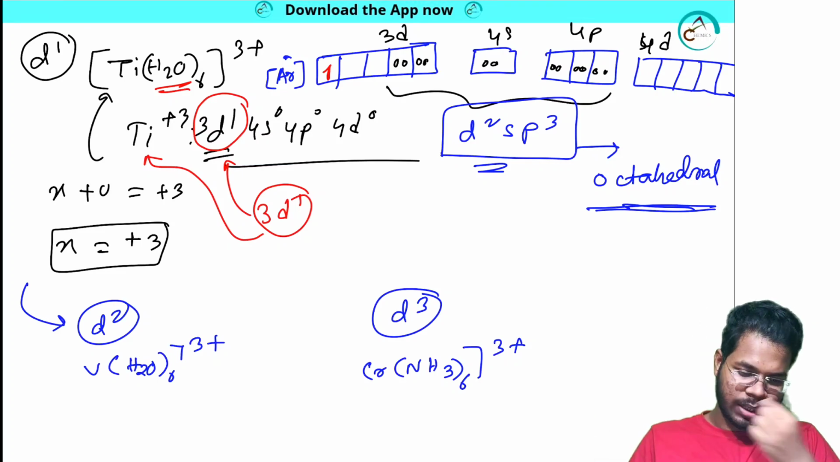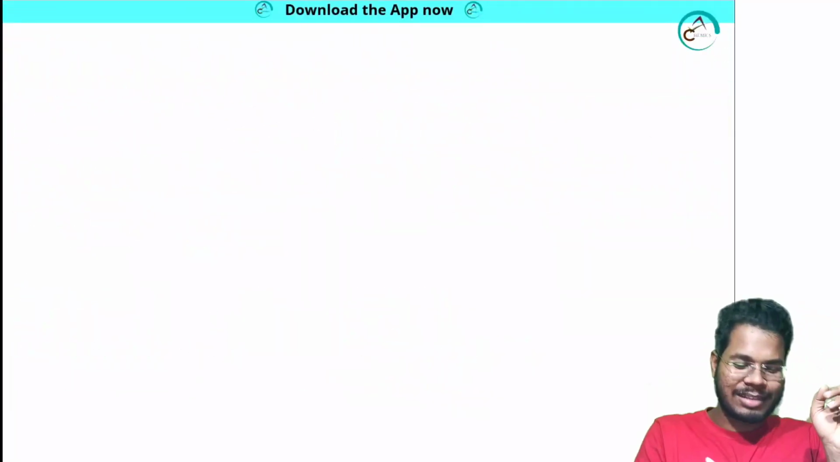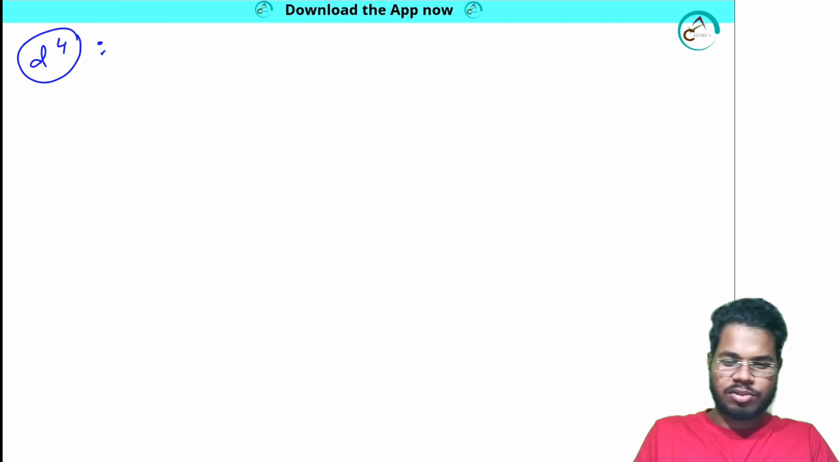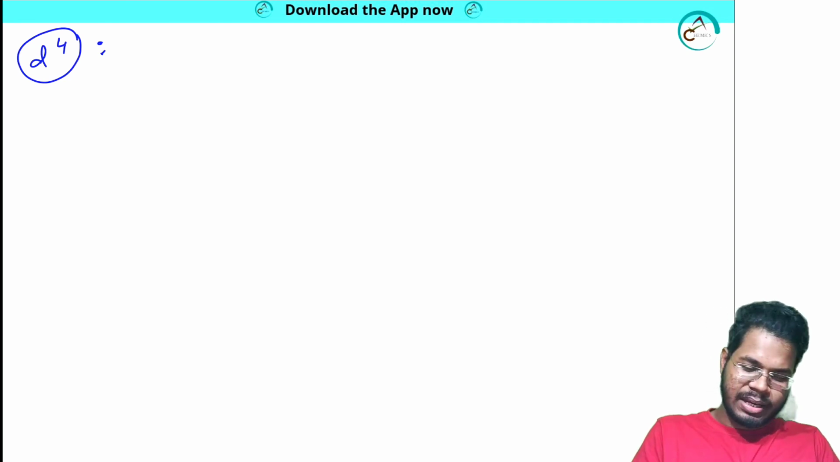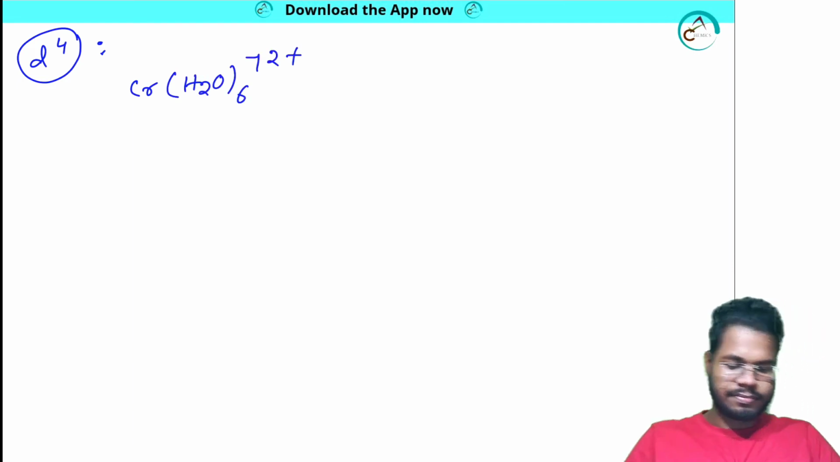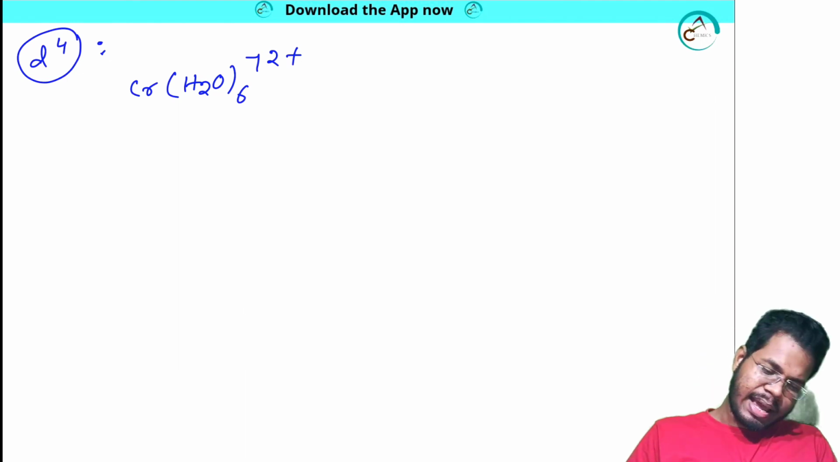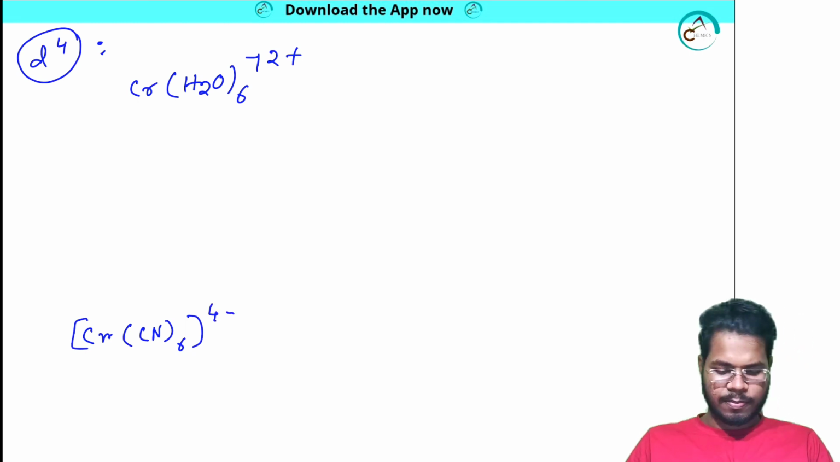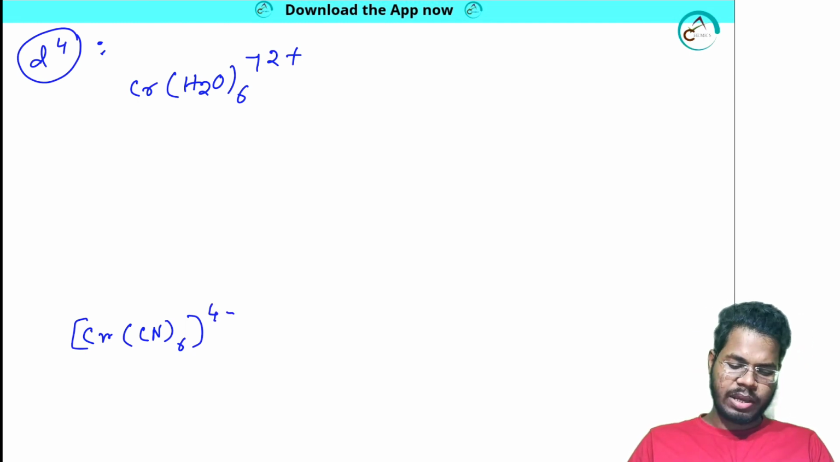Okay, done. So I am taking d4. Why am I taking d4? That's the trick. Our d4 examples can be chromium Cr(H2O)6 2+. Another example I can take is Cr(CN)6 4-.